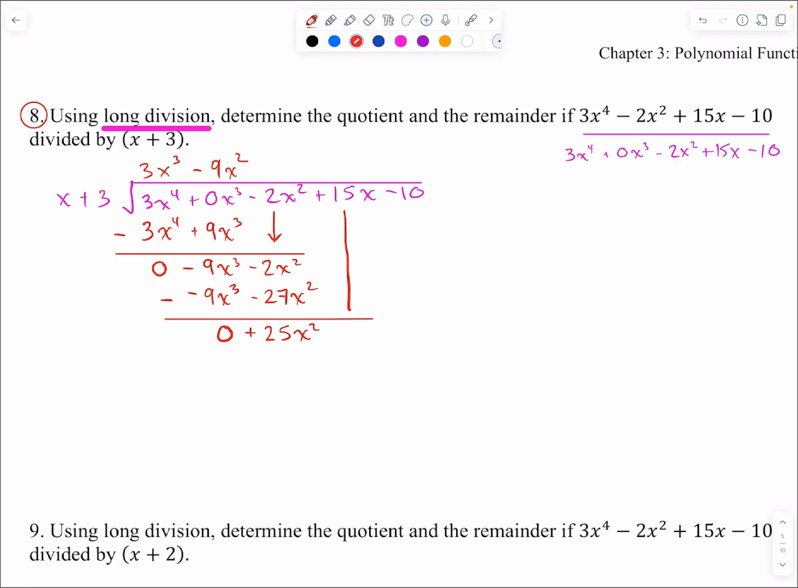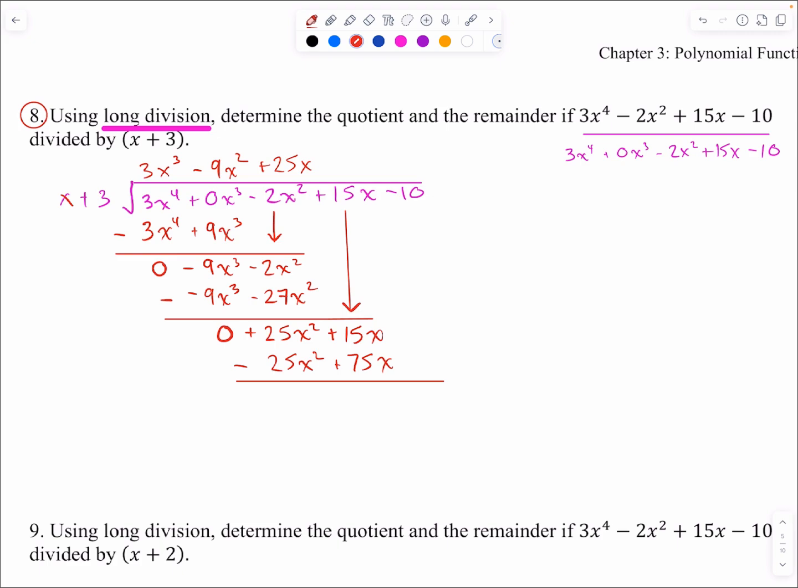Then we're going to bring this term down, and we're going to repeat the process. What do we need to multiply this x by to get to 25x squared? Well, we just need to multiply that by 25x. And then we're going to distribute that 25x to both terms of that binomial. So 25x times x is 25x squared, and then 25x times 3 is 75x. We're going to do the subtraction, and we're almost there.